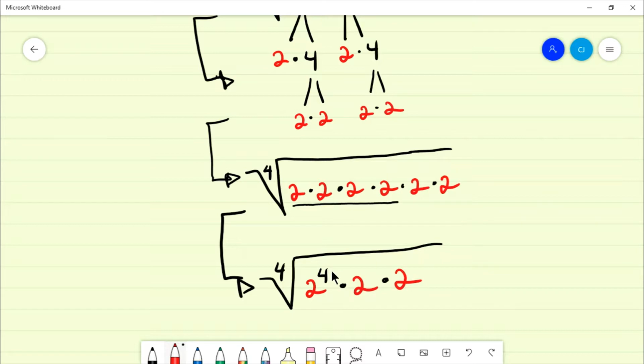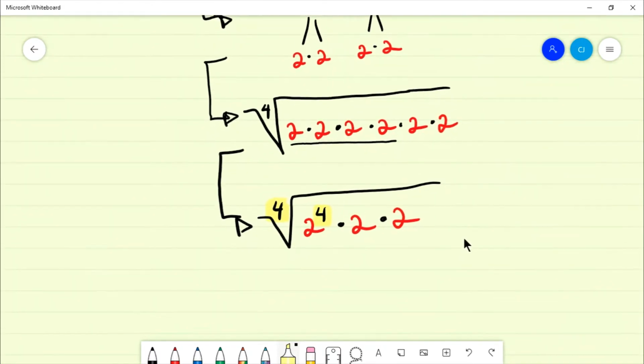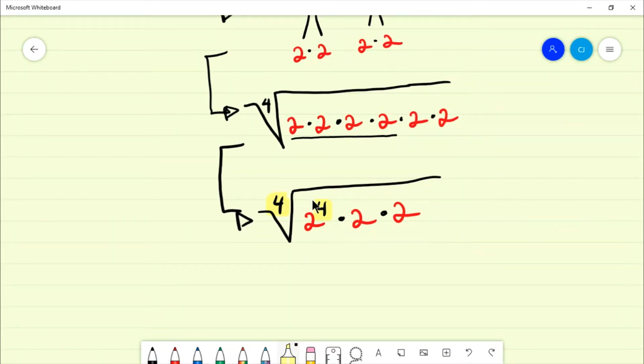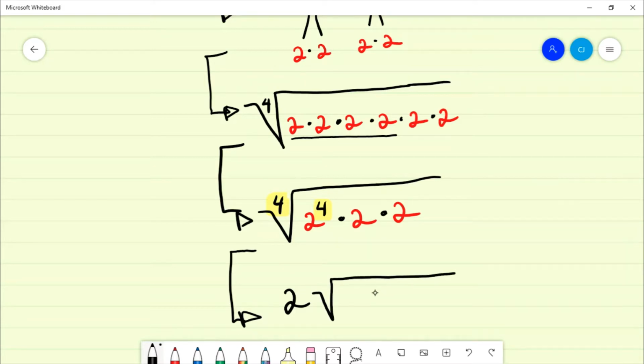But the nice thing about rewriting it this way is that here I have a root of 4, and a power of 4 inside of the radical. And whenever you have a root and a power inside of the radical that are the same, your answer is just going to be the base. Or you can take out that 2 and write it on the outside. So we're going to write it as 2, because the root and the power are the same.